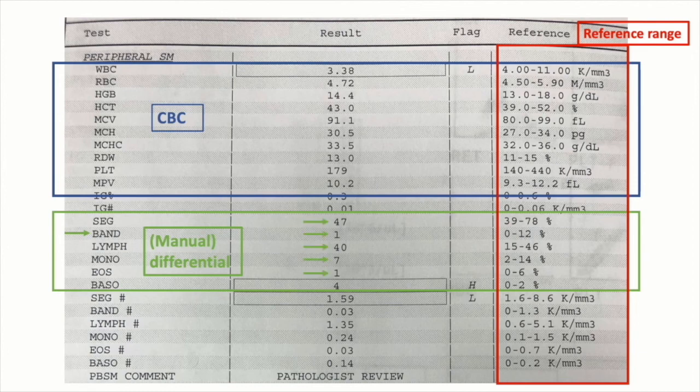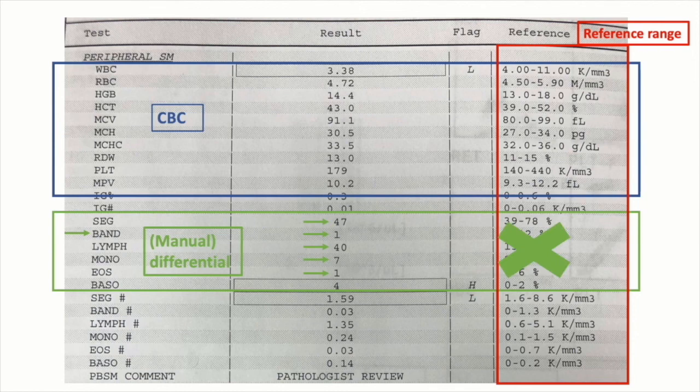The other clue is that the differential percentages are all reported in whole numbers. This is because the manual differential only counts 100 cells. Because the analyzer counts a higher number of cells, the automated differential percentages are reported to one decimal place. For example, in this case, the lymphocyte percentage might be 40.2% instead of 40%. On the right side of the report, we again see reference ranges for the differential percentages.